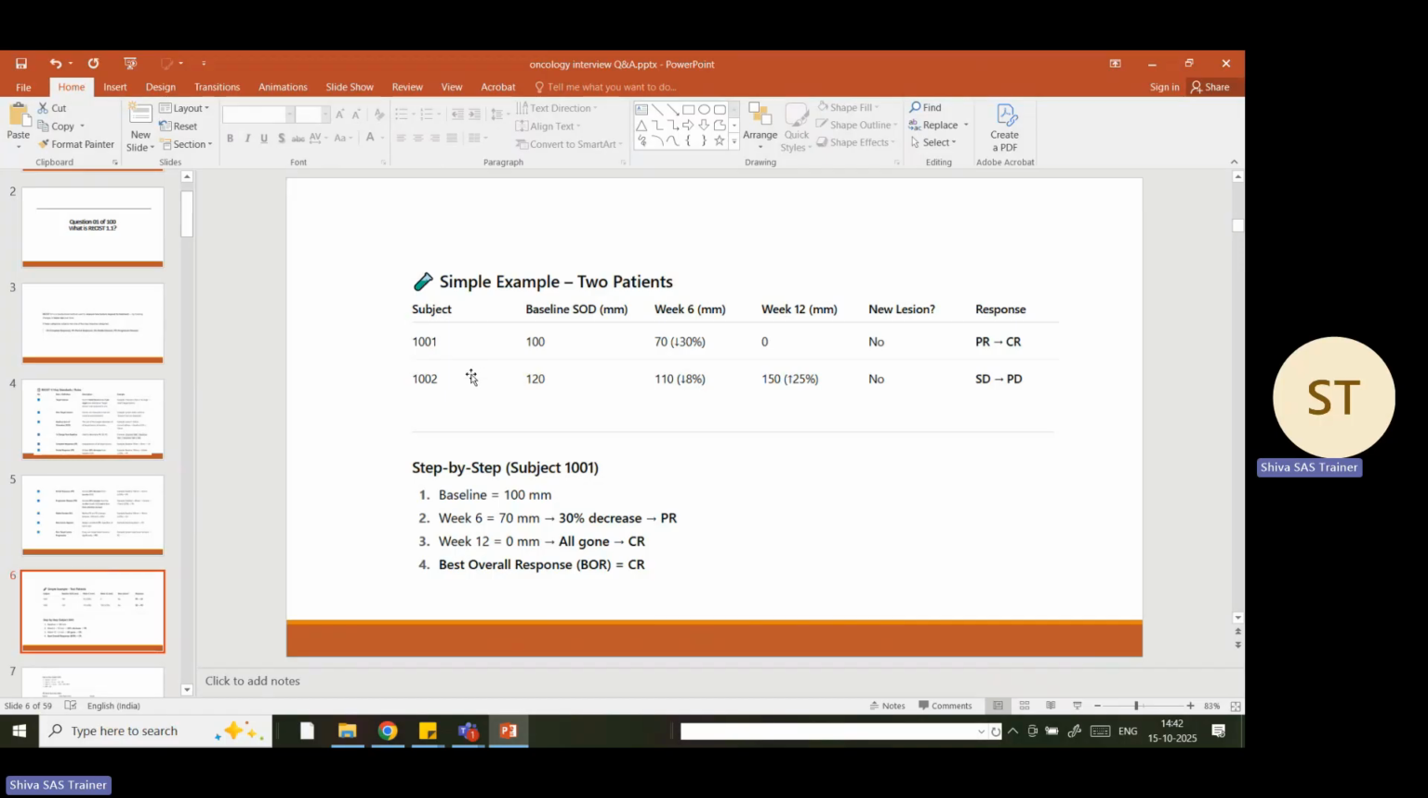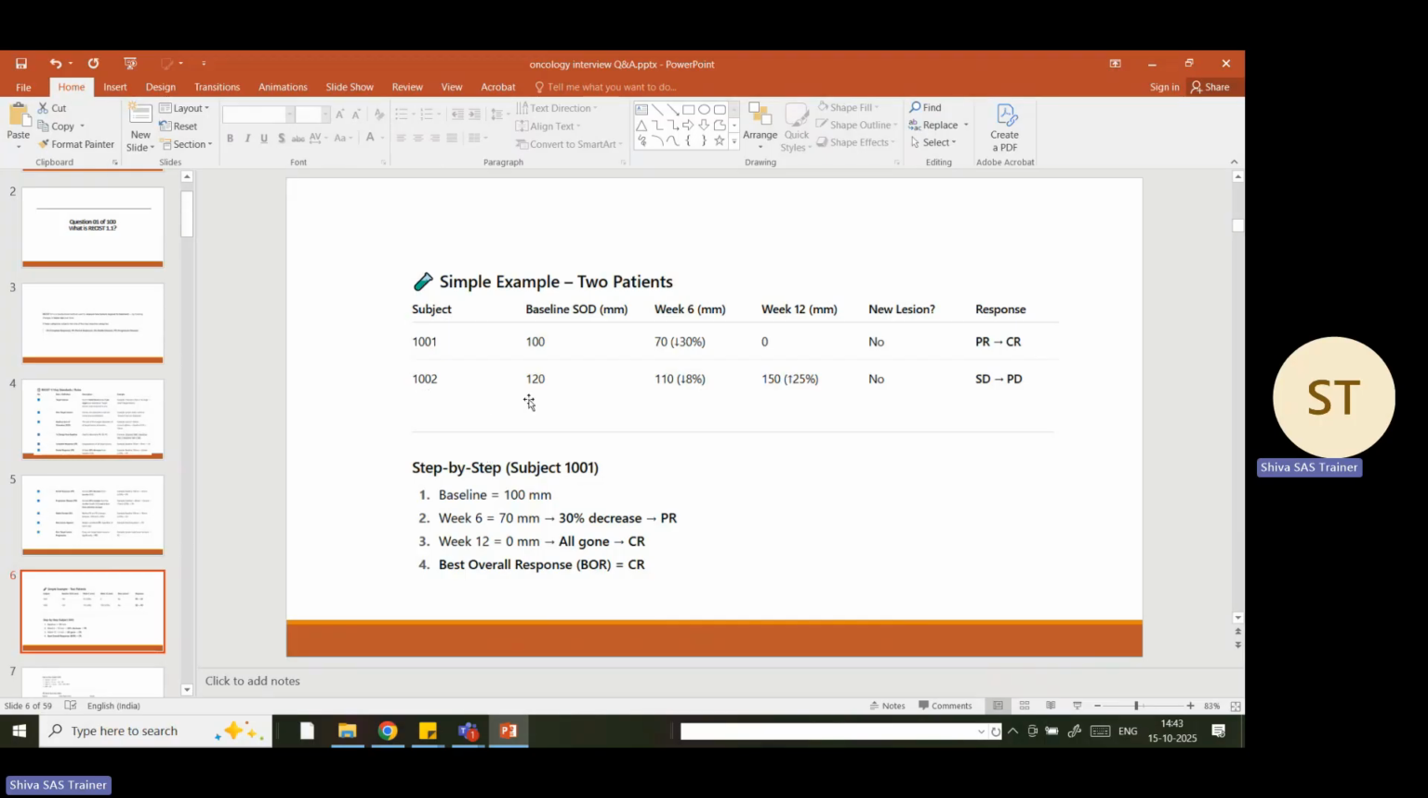Subjects 1001 and 1002 are there. At the time of baseline, before giving the oncology treatment, the tumor size is 100. After week 6 of treatment it was 70, and at week 12 it was 0. No new lesion appeared during this period. So a 30% decrement happened at first, so PR, and at 12 weeks completely zero, that is CR. PR response goes to CR response. Finally, it is a CR response.